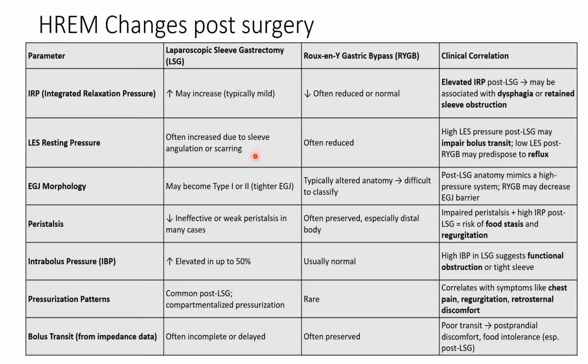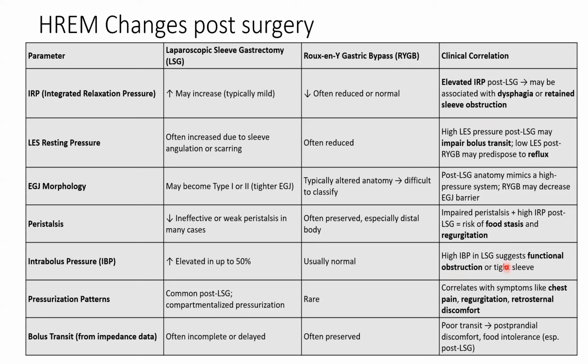The LES may increase in sleeve similarly. What happens is that the intrabolus pressurization increases in almost 50% of patients who have undergone a laparoscopic sleeve gastrectomy. That is very, very important. And you will see compartmental pressurization happening. So an LSG, that is laparoscopic sleeve gastrectomy, actually leads to more changes in the esophagus as compared to a Roux-en-Y gastric bypass. And if you have high IBP, again with high IRP, you can think of a tight sleeve post a lap sleeve.